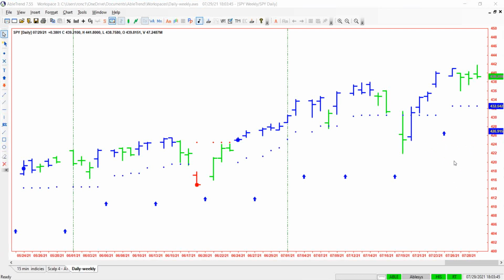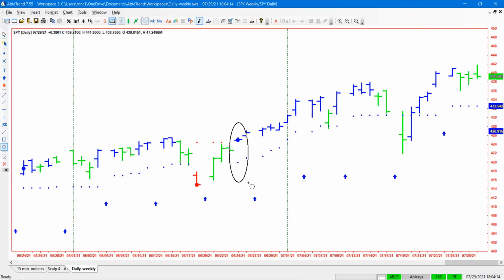Let's look at the longer term, which works just as well. We combine a daily, weekly. Now for a swing, 130-minute daily is a very good chart, a little shorter time frame. Couple days, maybe a week or two, 130-minute daily, and it's already in your workspaces if you have the AbleTrend platform, so it's already there.